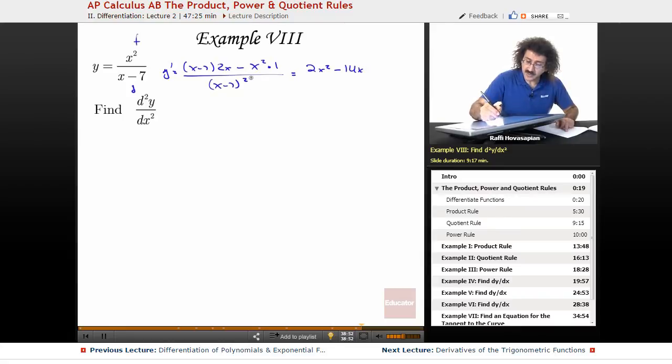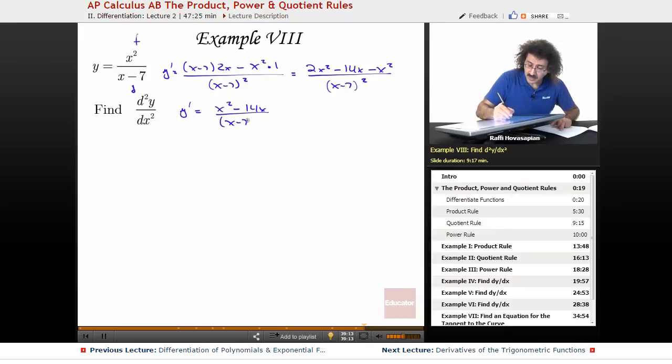minus 14x minus x squared all over x minus 7 squared. Therefore, we have a final answer of y prime is equal to 2x squared minus x squared. That's just equal to x squared minus 14x all over x minus 7 squared.